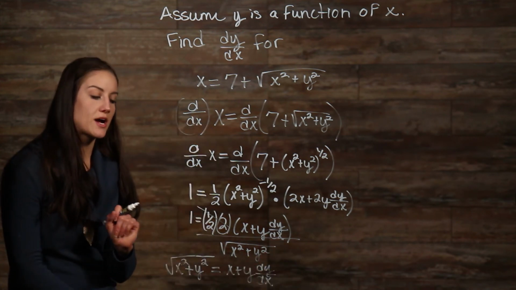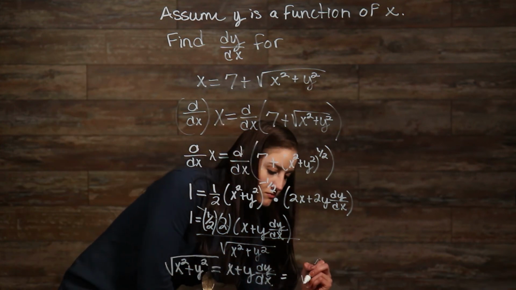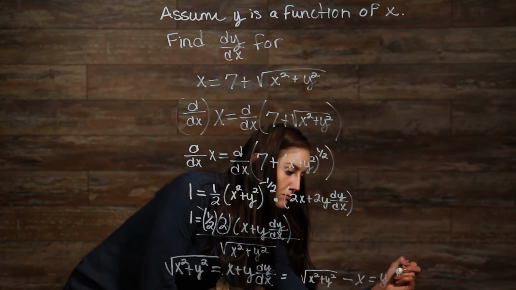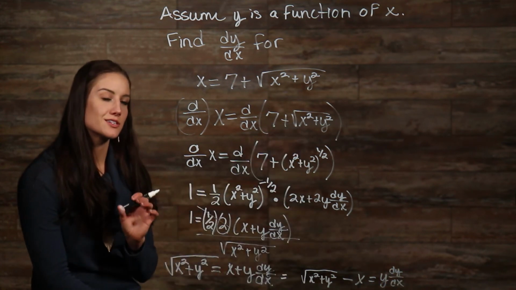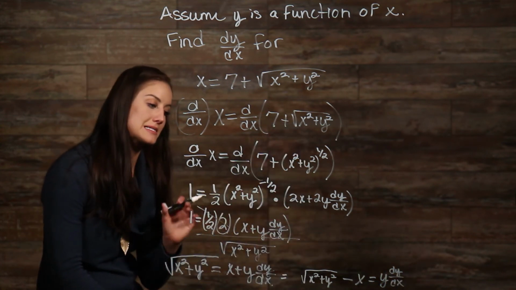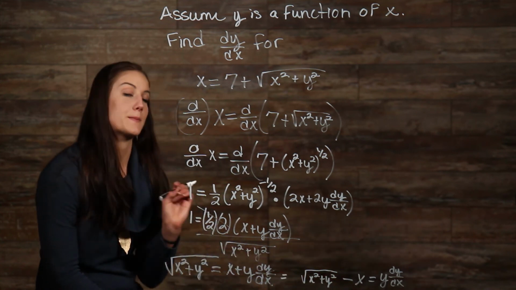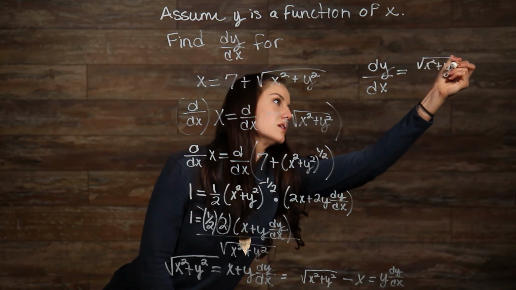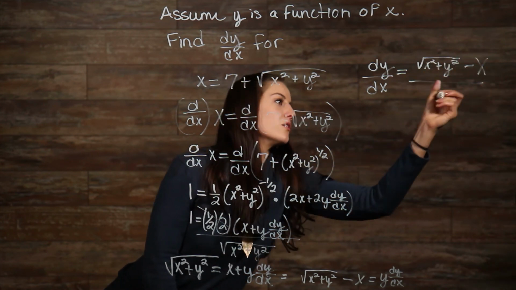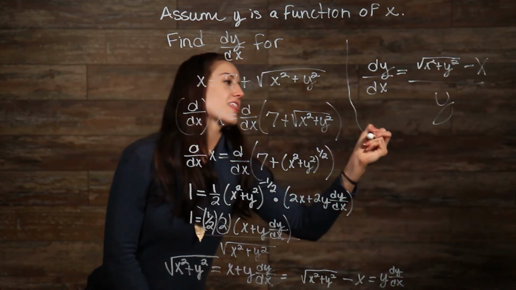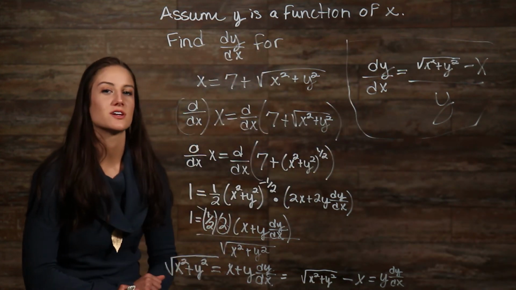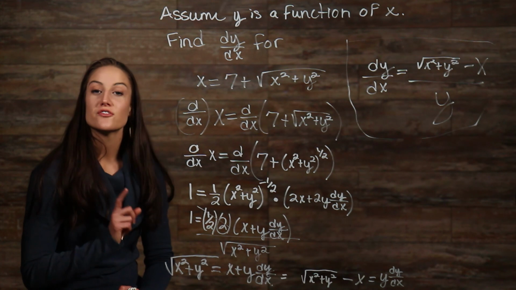Now we just need to subtract our x here. So now the last thing that we need to do to get dy over dx by itself is divide this whole side by y. And there's our answer. I hope that this video has better helped you to understand implicit differentiation.